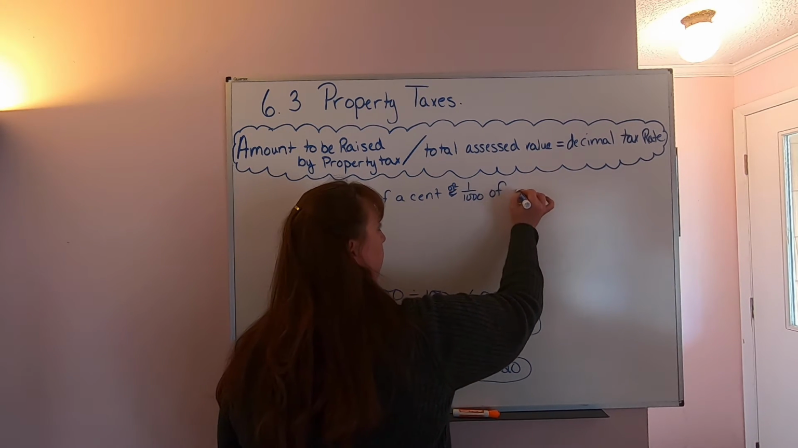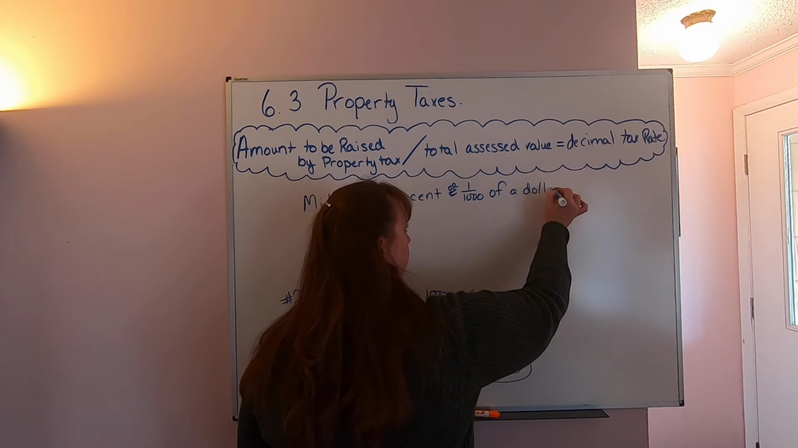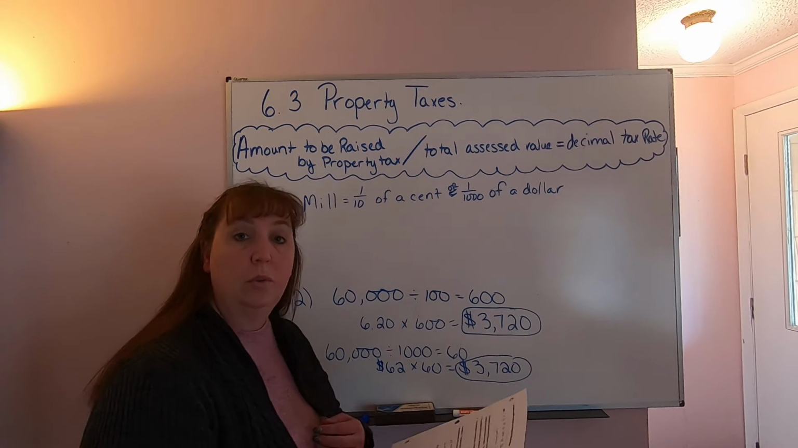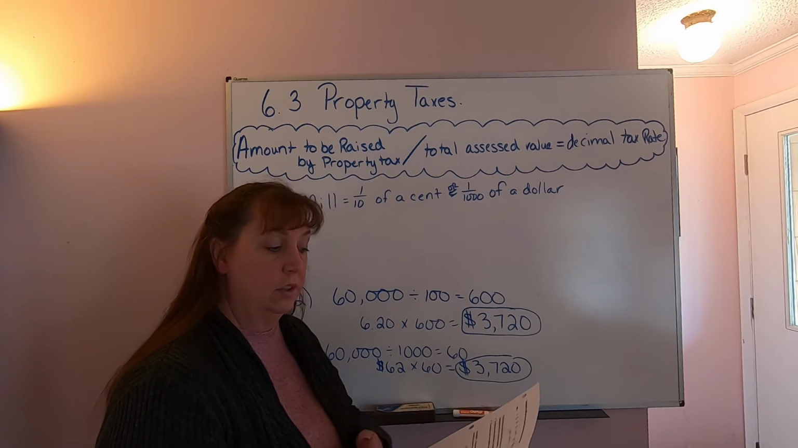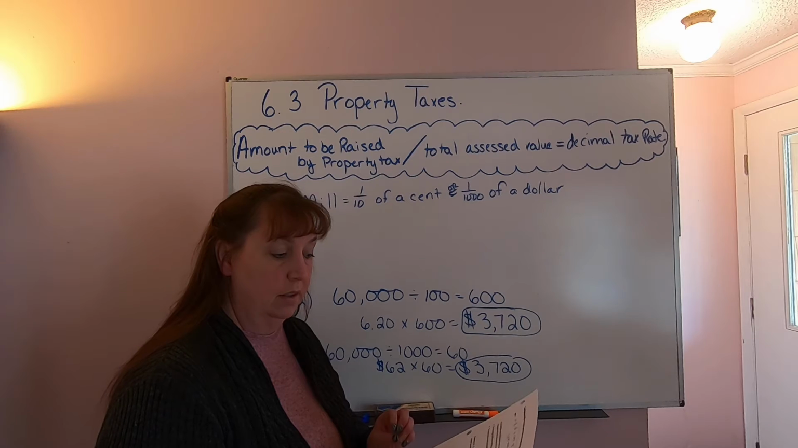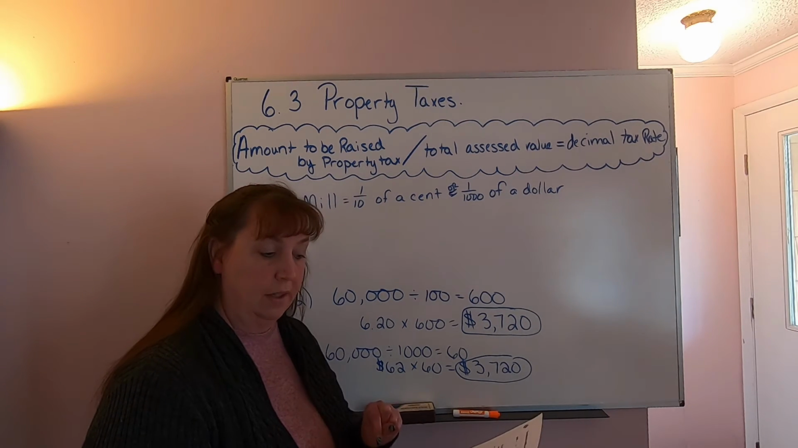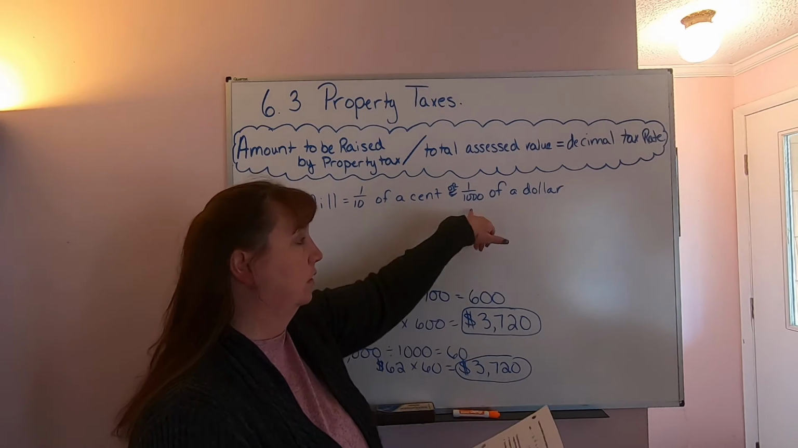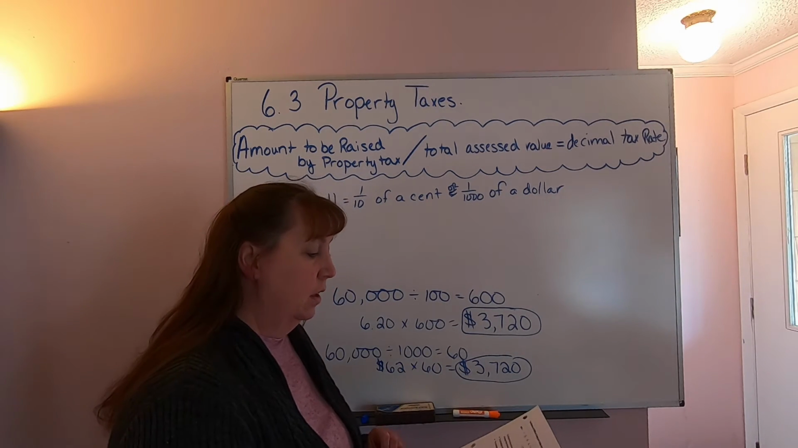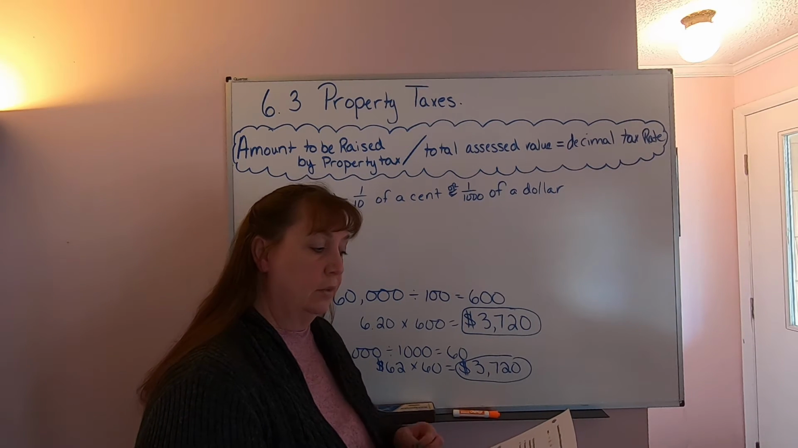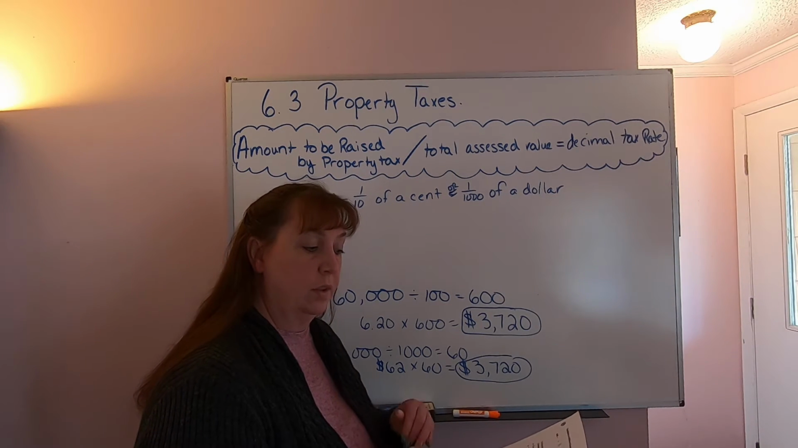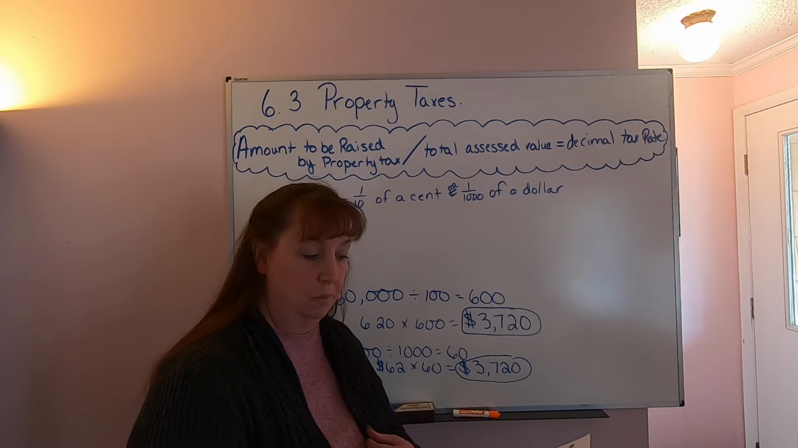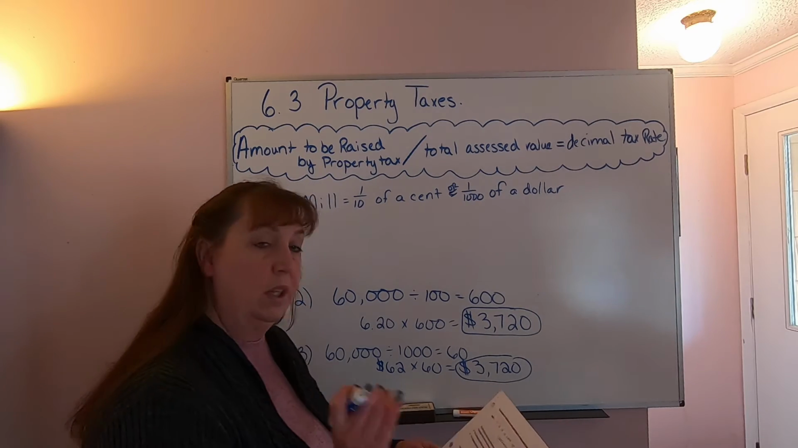Of a dollar. And then it tells you to change mils to dollars, you divide the number of mils by 1,000. So to change it from mils to dollars, you're going to divide it by 1,000. And then it says to find the tax rate, mils or cents. So for cents, to change from cents to dollars, you divide it by 100. So keep that in mind.